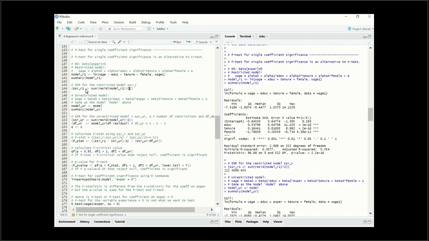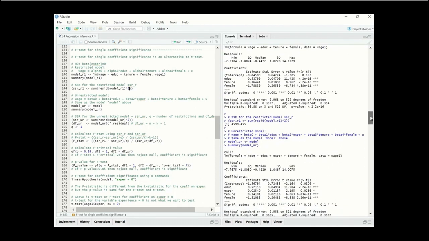So in order for us to test for coefficient significance, we would also estimate the unrestricted model. And the unrestricted model is basically the original model that we ran. So let's assign it now as the model underscore UR for unrestricted, and let's summarize this model as well.